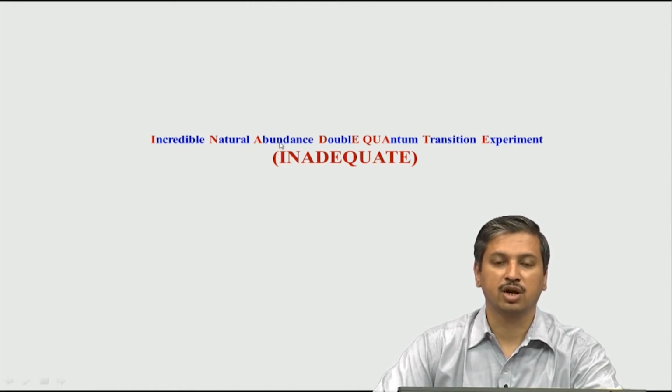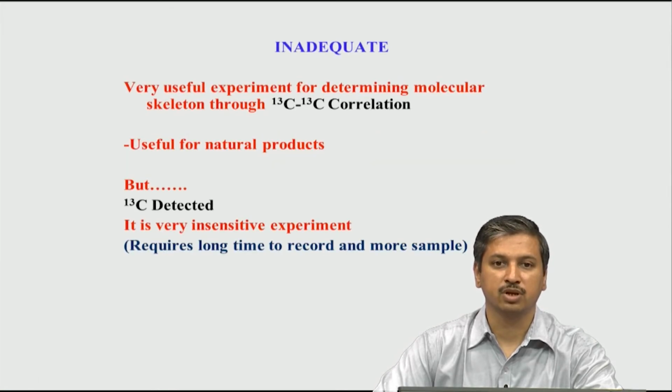So, here what are we trying to do? We are trying to correlate or connect two carbon atoms. So, let us see how this happens. I said this is very useful for establishing carbon-carbon correlation, like COSY. Remember, in a COSY we saw proton to proton correlation. Similarly, here we try to do carbon to carbon correlation, again using J coupling.